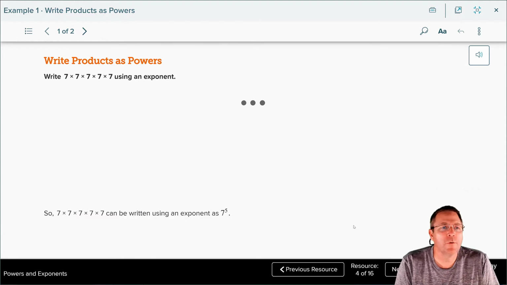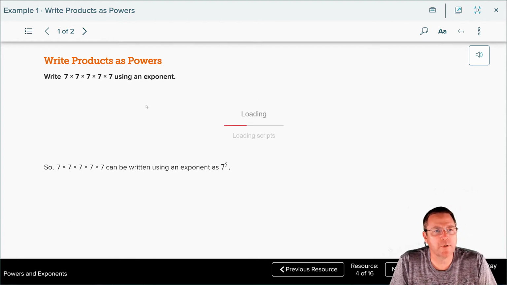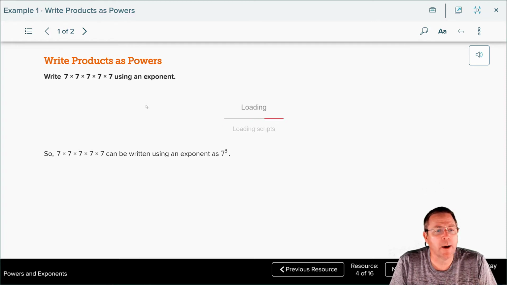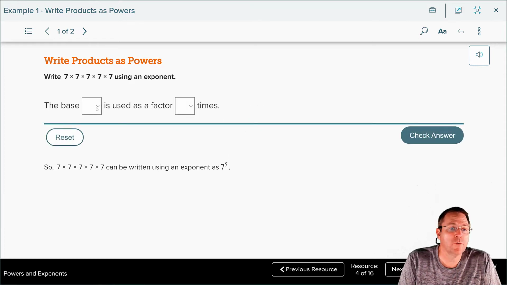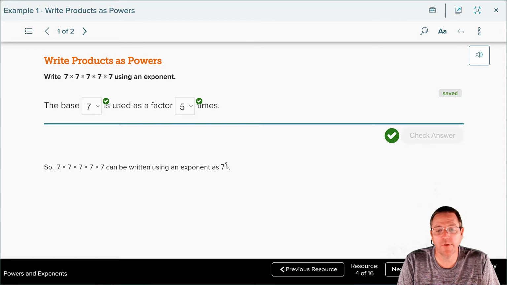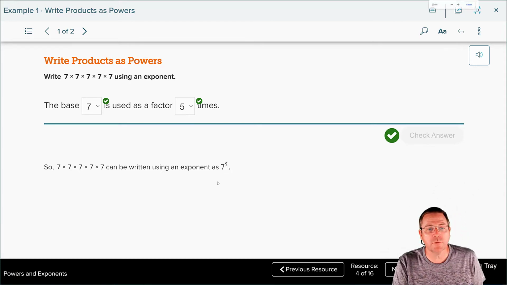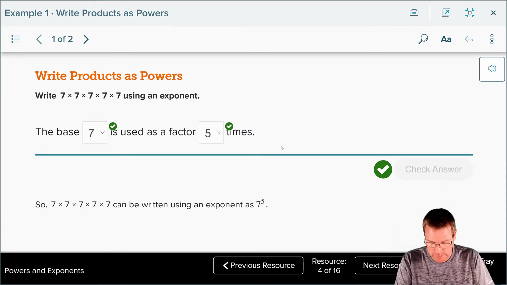So let's really put this into practice here. The problem says to write 7 times 7 times 7 times 7 times 7 using an exponent. How many 7s do you see there? I see 5 of them. Of course, here your base, that's going to end up being 7. It's being used as a factor 5 times, so you would write it as 7 to the 5th power. And that's really all there is to it. Let's make that a little bit bigger so y'all can actually see it, hopefully. Pretty easy stuff, isn't it?